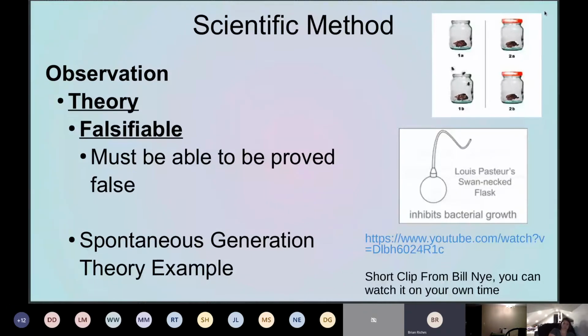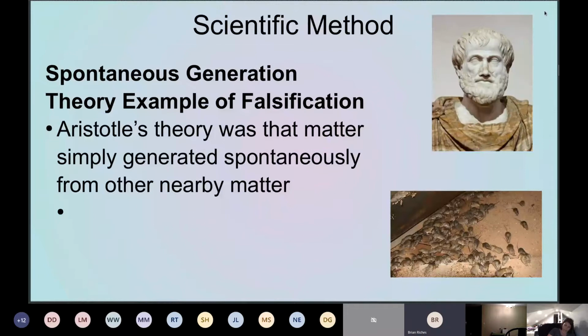Essentially, the idea of spontaneous generation was that all matter comes from other matter, and that it doesn't necessarily have to go through any kind of process. Well, I'll give some examples here. Aristotle thought that matter was simply generated spontaneously from other nearby matter. So it was spontaneous generation. And this was an idea that a lot of people had before and after Aristotle's time.